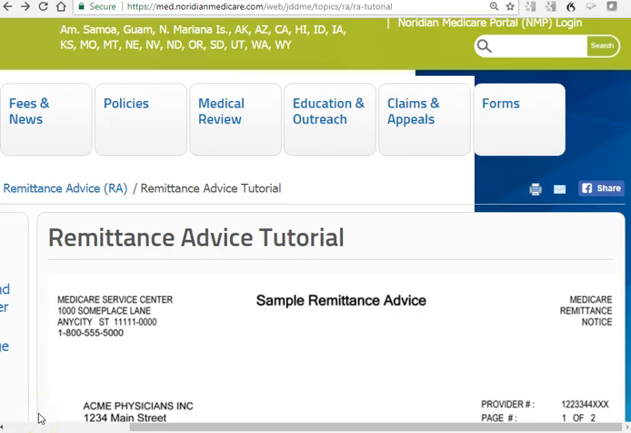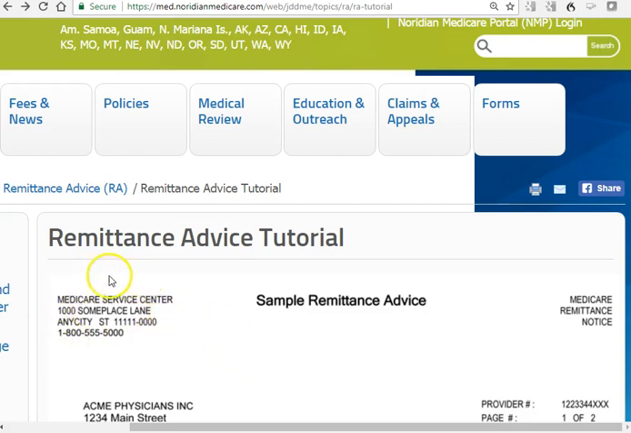Welcome to our unit on payment posting concepts. We will be using a remittance advice from Noridian Medicare Administrative Contractor for Medicare. Before we begin, we will review the entire page for the sake of clarity. You'll notice that this is from the Noridian Medicare website. You can get to this quite clearly.